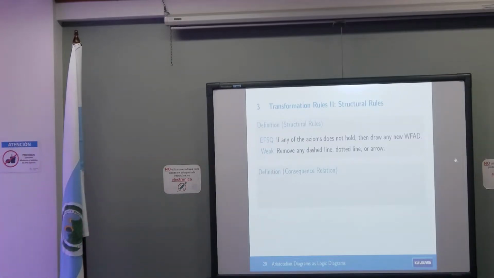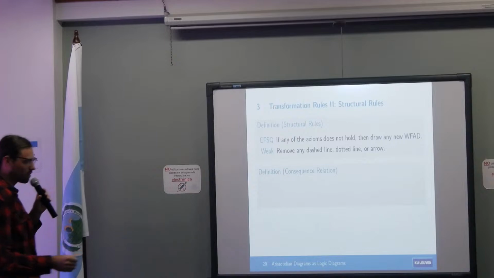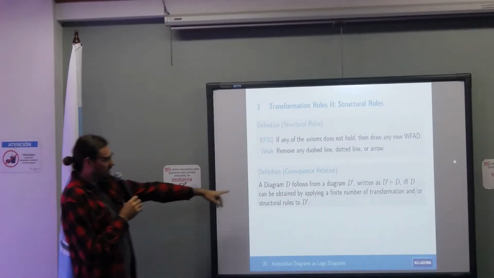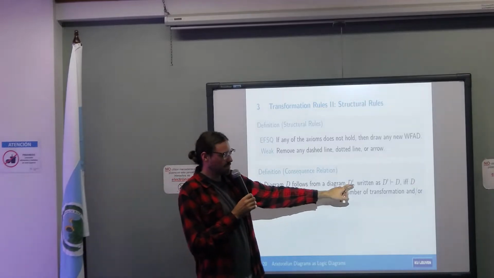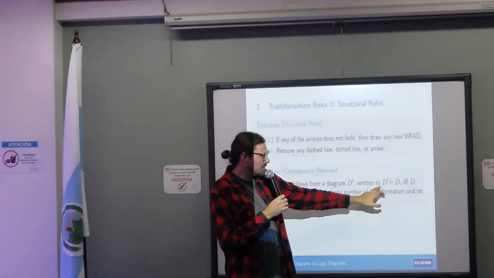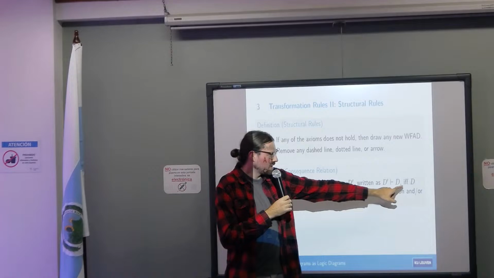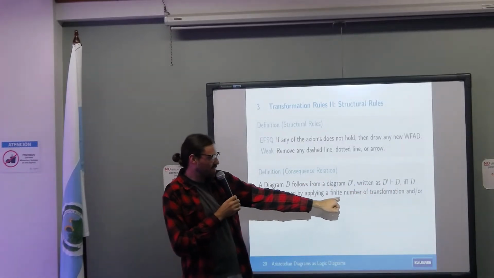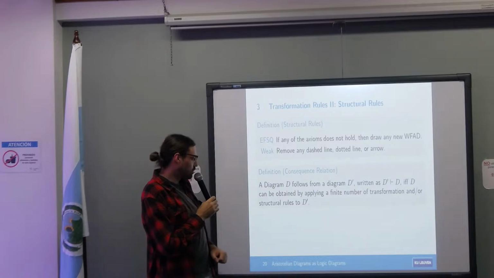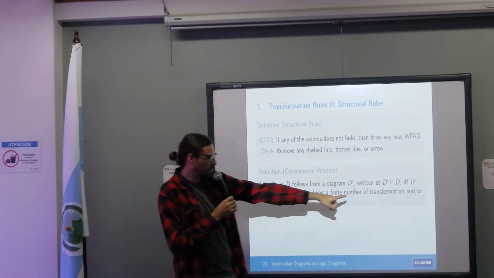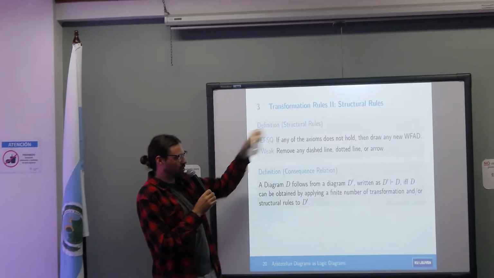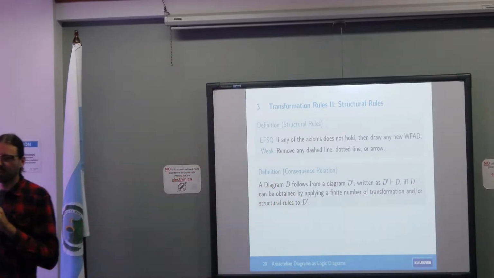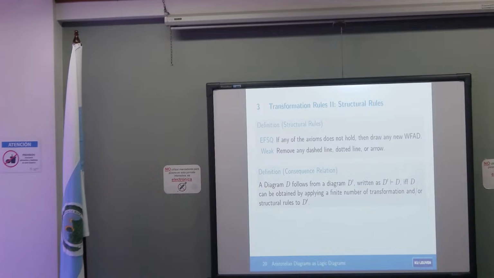And with all of these transformation rules, we can now define a consequence relation. The consequence relation is simply a diagram D follows from a diagram D prime, and we write it like this, right? D prime syntactically implies D, if and only if this diagram D can be obtained by applying a finite number of transformation rules to D prime, right? And the transformation rules are the introduction rules or the structural rules. There's a small typo. So this was all the theory.